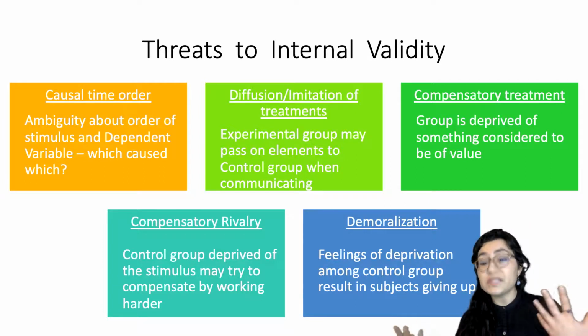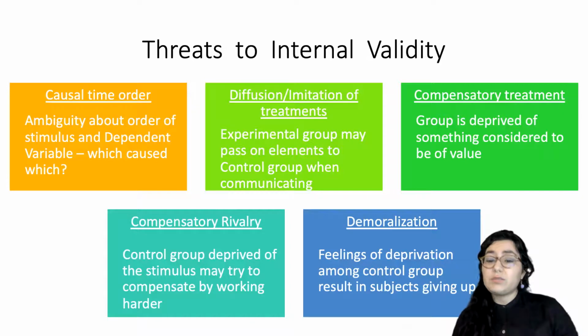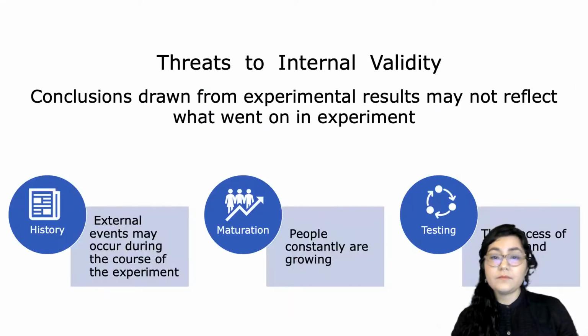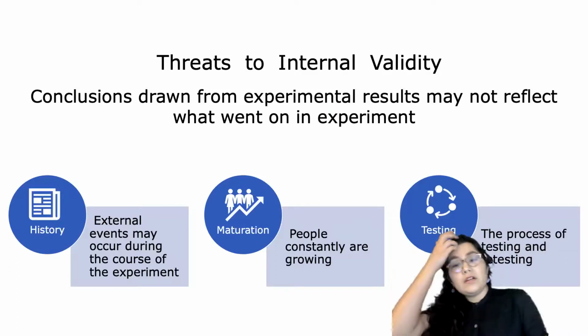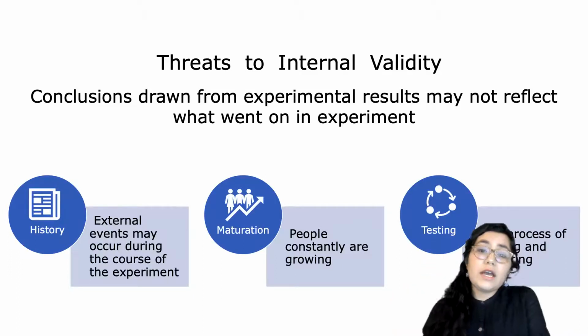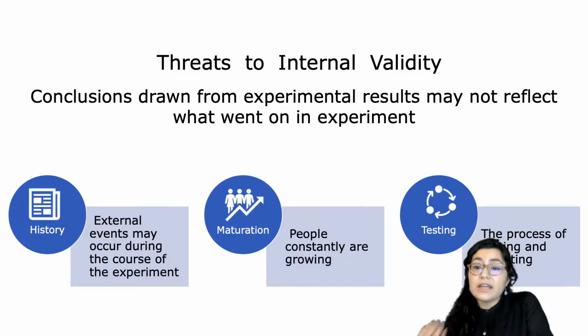Then there's also demoralization. So the feeling that there's deprivation amongst the control group and that they just give up. So in actuality, the treatment effect would be much higher than we think because our control group is testing lower in the outcome than we would have thought. And so if there are threats to internal validity, then the conclusions that we get from the experiment may not reflect what actually went on in the experiment.